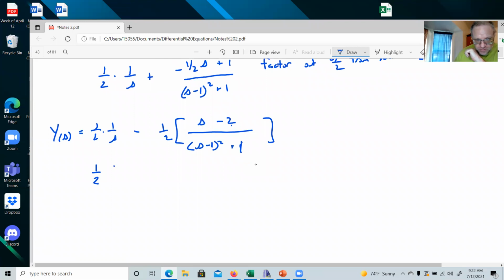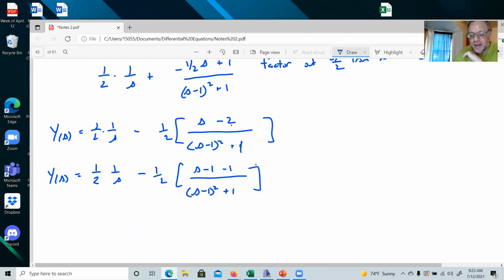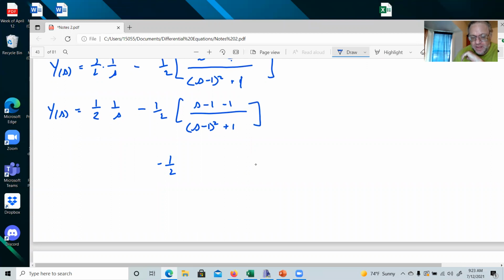So we have 1 over 2, 1 over s, minus 1 half, and then here we have s minus 1 minus 1, over s minus 1 squared plus 1. And now we're just going to break up the numerator into 2 different fractions. So this is minus 1 half, we have an s minus 1 over s minus 1 squared plus 1, plus a negative 1. Let's go ahead and do this. So it matches just a little bit. So we have minus 1 over s minus 1 squared plus 1.